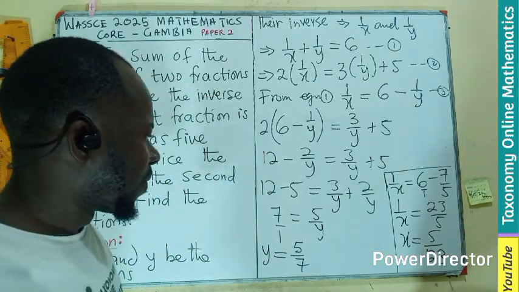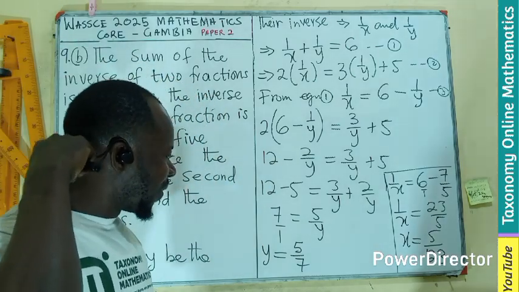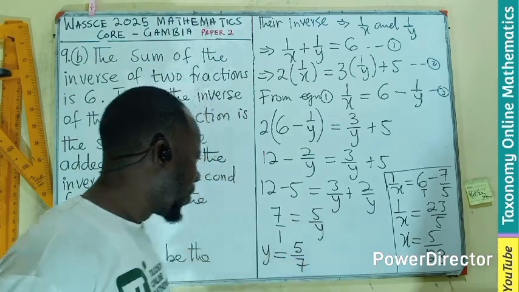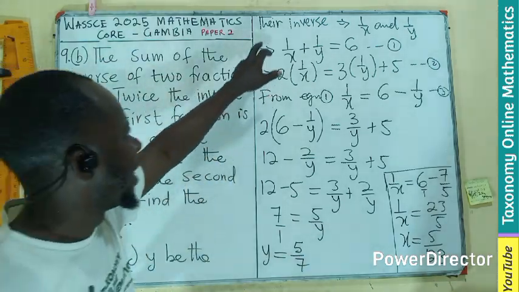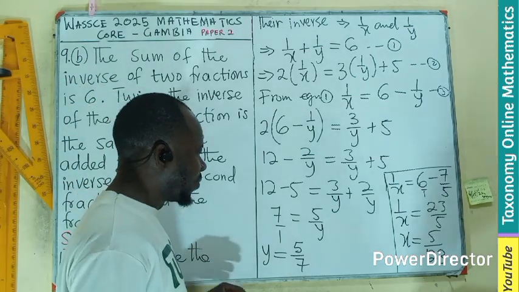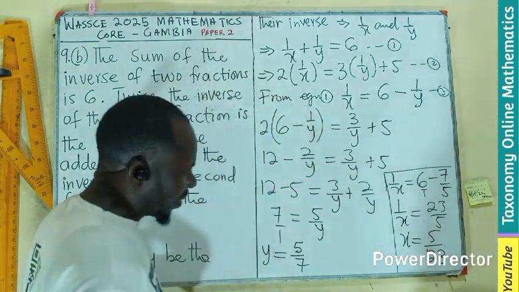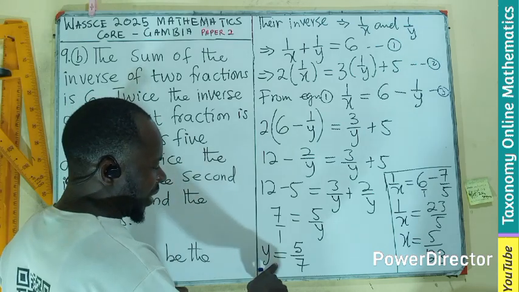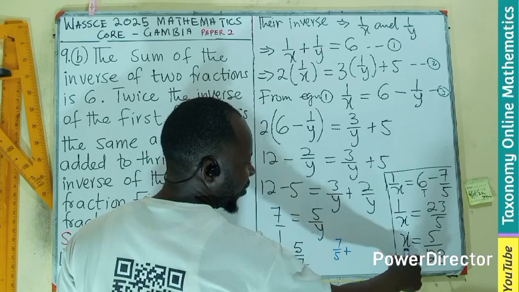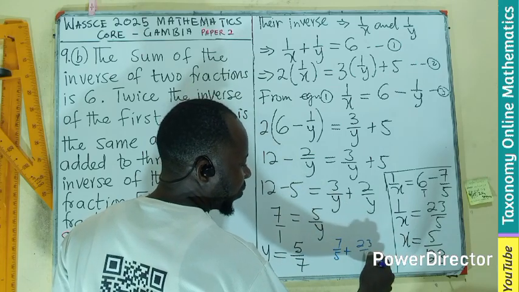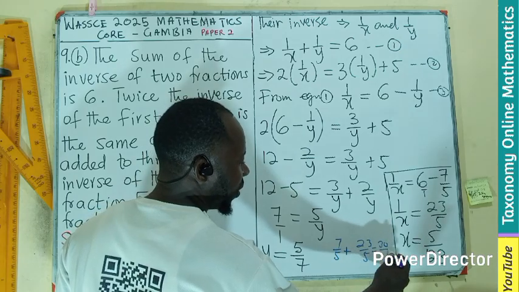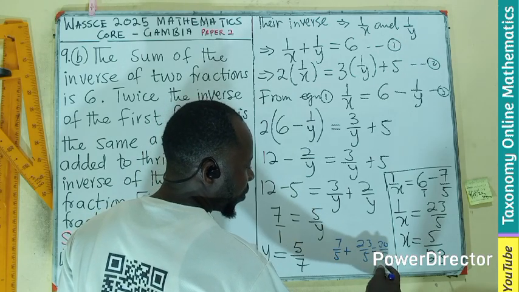Let's make a check and see that if we add these two fractions, are we adding the two fractions? No, we are adding their inverse. The sum of their inverse must give us 6. So let's make some little check here and see. The inverse of this will be 7 on 5 plus the inverse of this will be 23 on 5. Same denominators. We add the top, 30 on 5, which will give us 6.